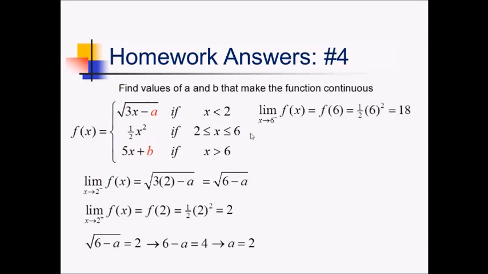And now the right side limit at 6, we're using this last rule for the x values greater than 6. That's going to be 5 times 6 plus b. So 30 plus b. So we know then that 18 and 30 plus b are equal. Subtracting 30 from both sides, we get b equals negative 12.